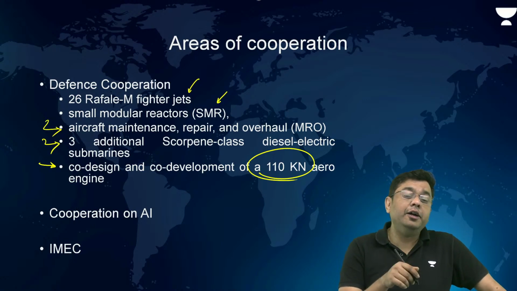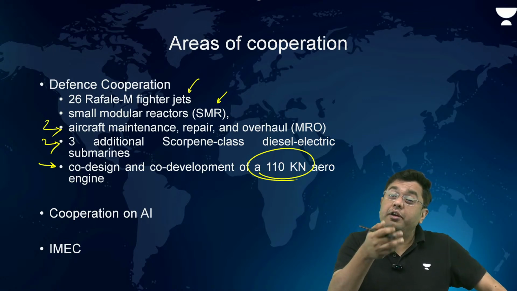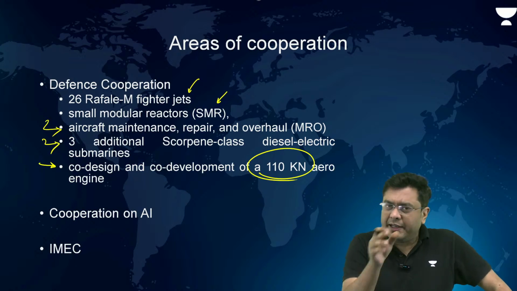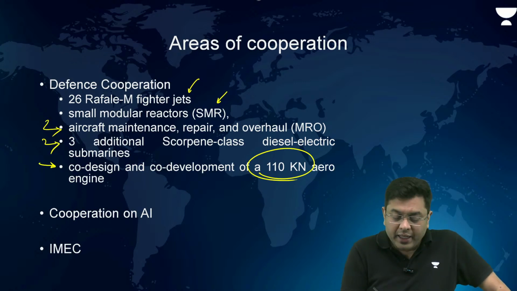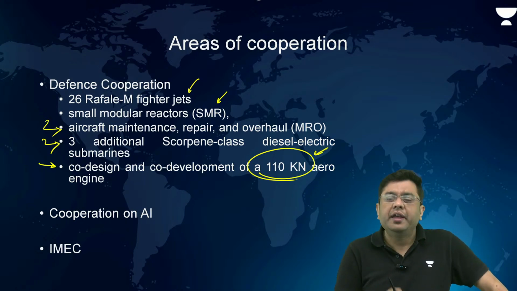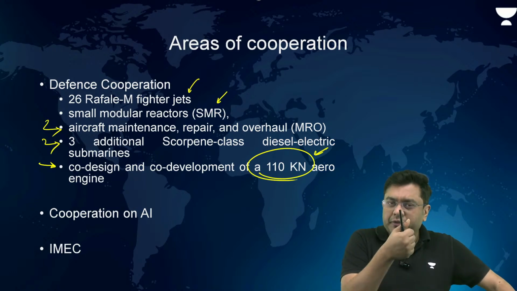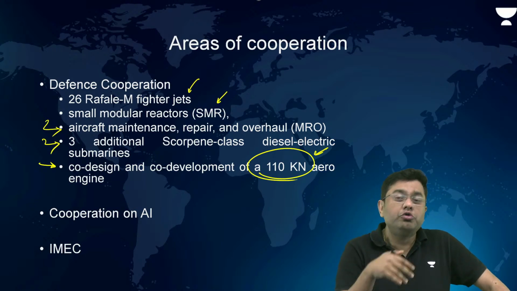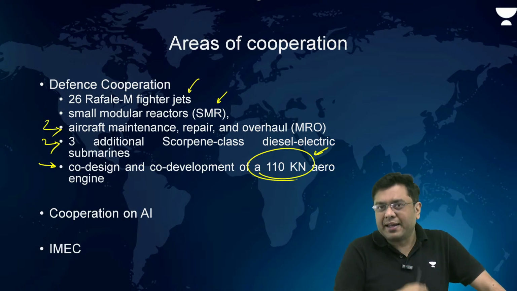Now this is a kind of engine capability which is generally provided by GE. That is what the Tejas jets are dependent on. If we are able to develop this, then our engine requirements for Tejas, Tejas Mark 1, Mark 2, and even for AMCA, that can be done.